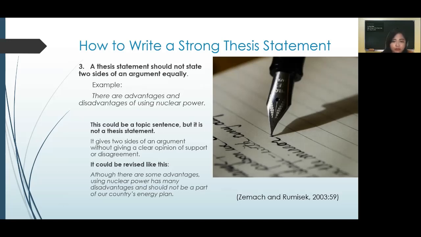It could be revised like this. Although there are some advantages, using nuclear power has many disadvantages and should not be a part of our country's energy plan. So here the author puts his position and gives his argument toward the topic. So this is the stronger thesis statement rather than the first one. Now you already know there are three ways how to make a strong thesis statement.